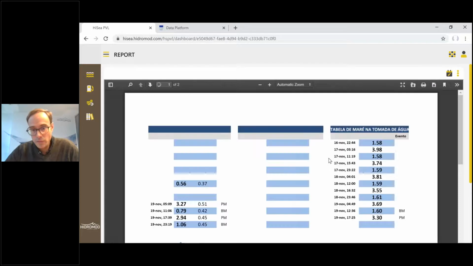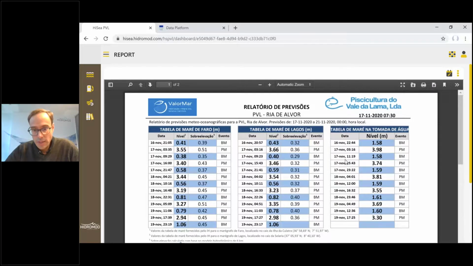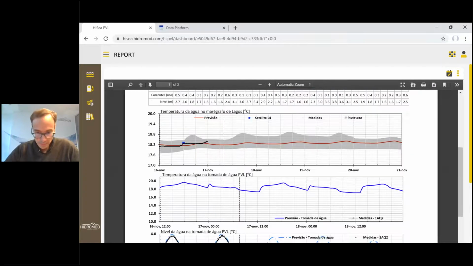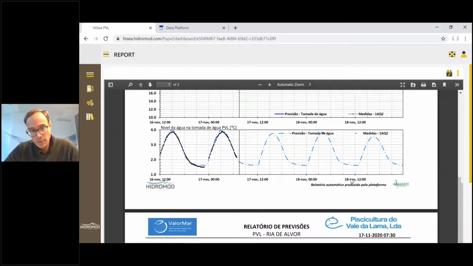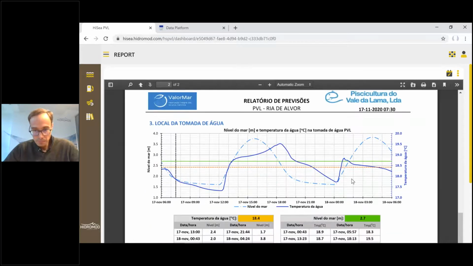So most of the functionalities have already been shown, but this again is the same. So the report gets produced daily, and you can either receive it on your email or come and see it here in the platform.